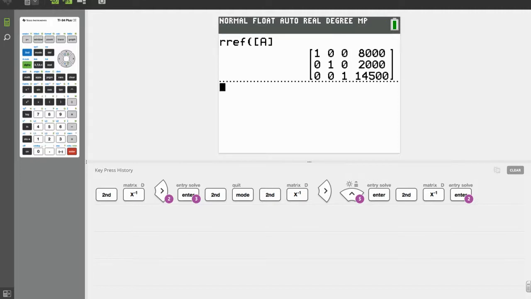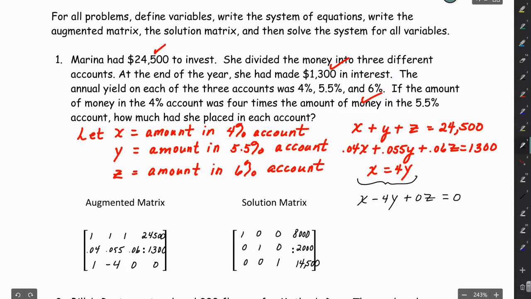So let's write that in. And since we put our equations in the form of x, y, and z, our solution is in terms of x, y, and z. So the value of x is $8,000.